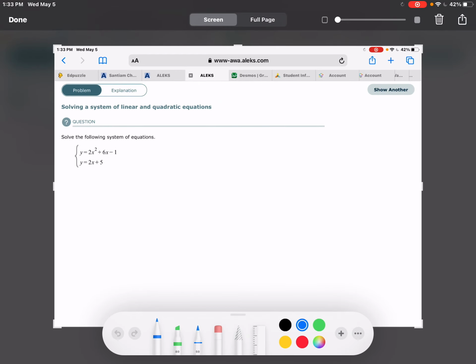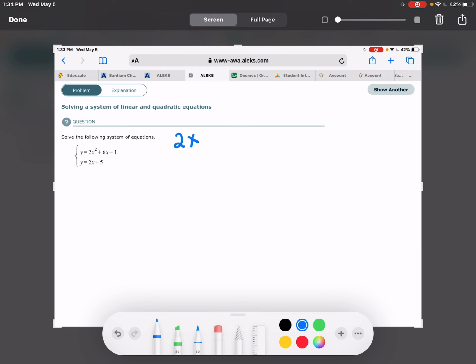Solving a system of linear and quadratic equations. This time, we're going to solve our system by just using some algebra. So, since y equals 2x squared plus 6x minus 1, and y also equals 2x plus 5, we can set these equations equal to each other.